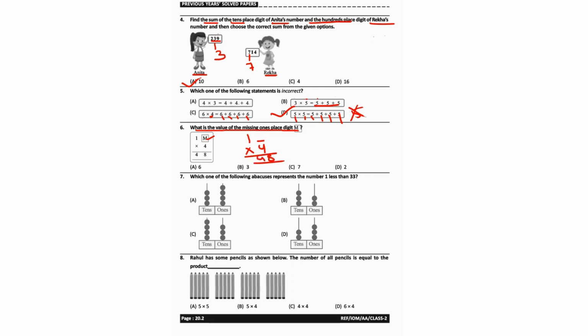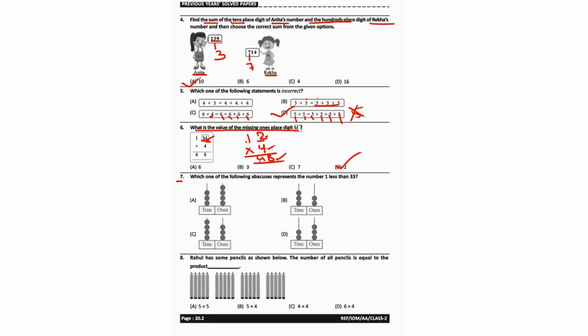So basically what should happen? 4 multiplied by this shall give you 8 because 4 multiplied by 1 gives you 4. So over here in the ones place, you should find a number which when multiplied by 4 gives you 8. So 4 how many times gives you 8? 2 times. Hence the value of M is 2. My last option. Clear everyone?